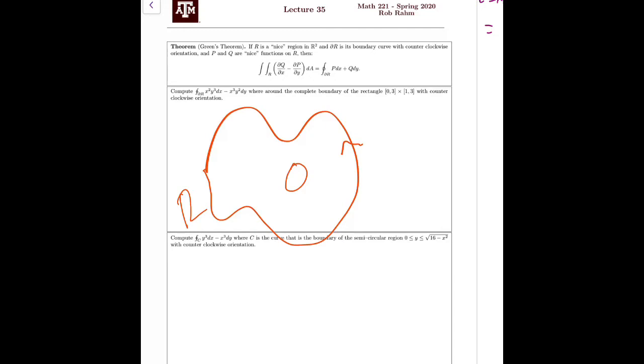Now, this is the boundary curve. This is part of the boundary curve, but also this is part of the boundary curve. So there's really two different boundary curves, or two different parts of the boundary curve. So how does this work with orientation? Well, the idea is that the outer curve has counterclockwise orientation, but you need to have the inner curve have clockwise orientation. So the outer curve has counterclockwise orientation, the inner curve has clockwise orientation.